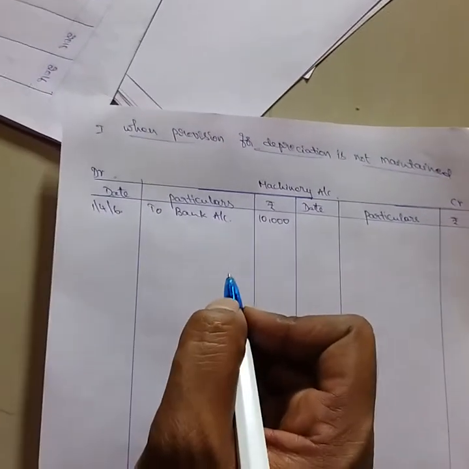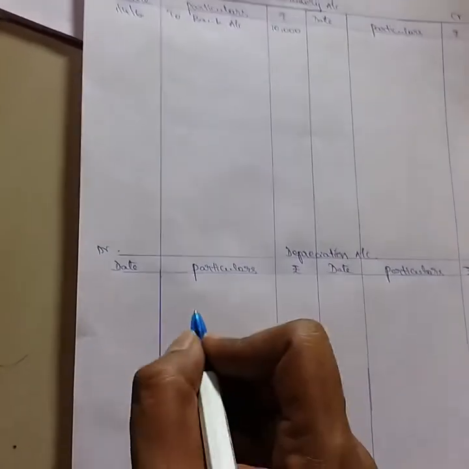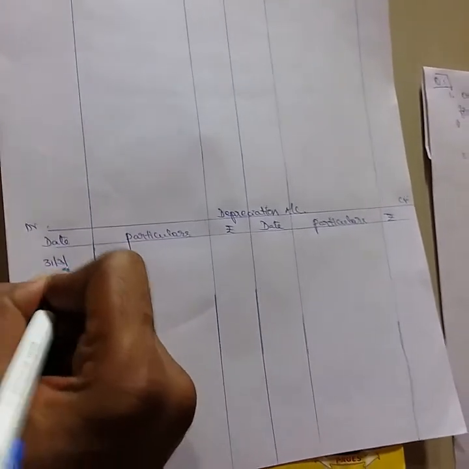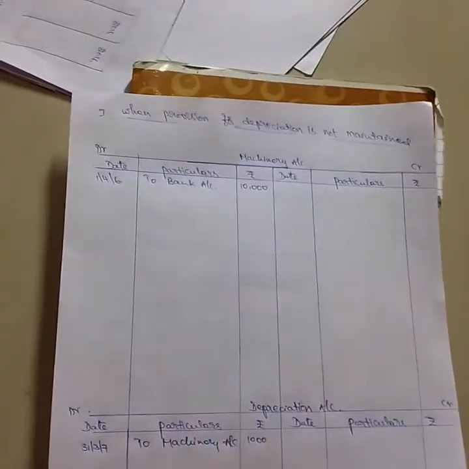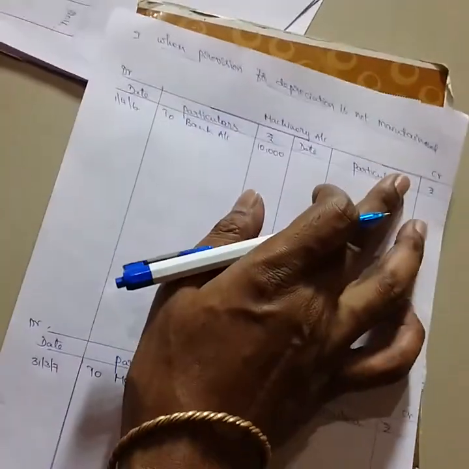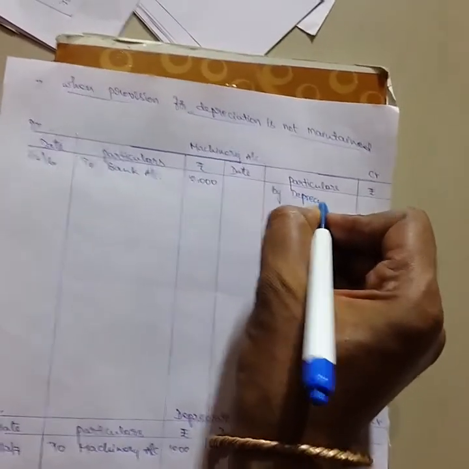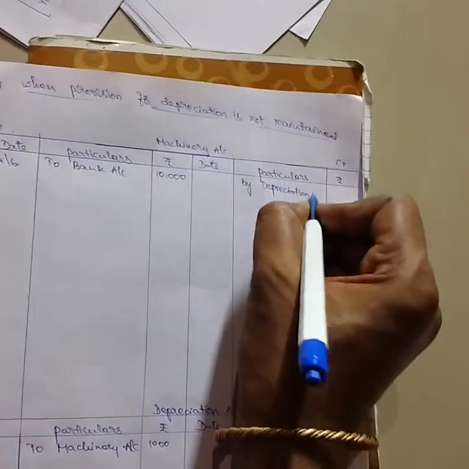And for charging of depreciation, the journal entry is depreciation account debit to asset account. We charge depreciation at year end. Year end will be 31/3/2007. Depreciation account debit to machinery account. The rate of depreciation is 10%. 10,000 into 10% will be 1,000. Depreciation account is debited, so asset account should be credited. Asset account credit side by depreciation account. First year depreciation is 1,000.